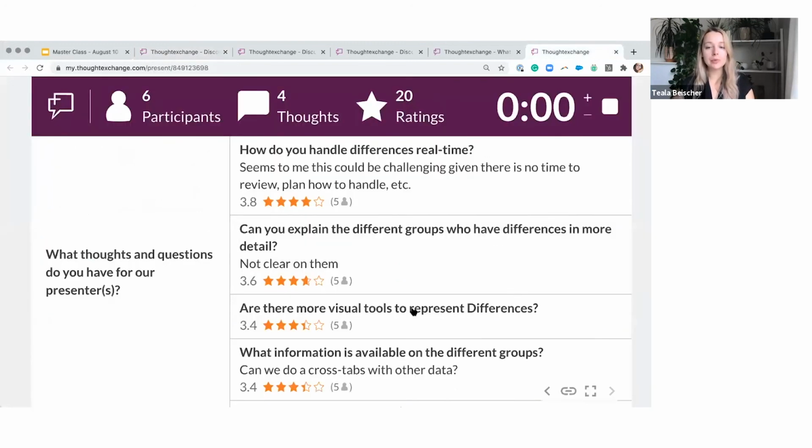Are there more visual tools to represent differences? Just the Venn diagram right now for tools to represent differences. So just the one screen that we were looking at.